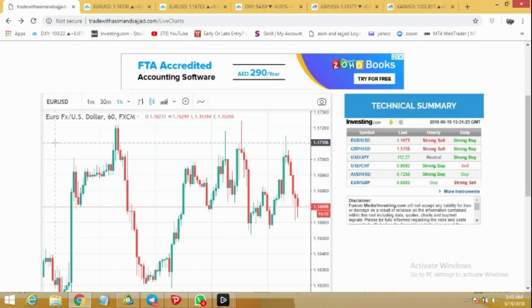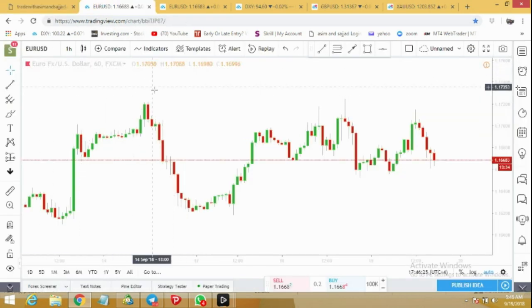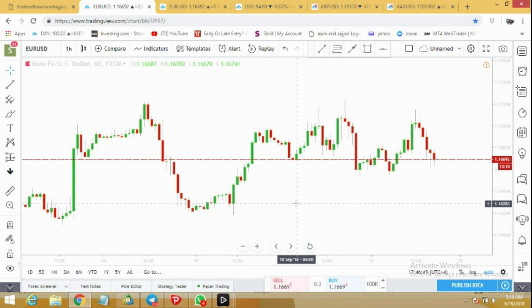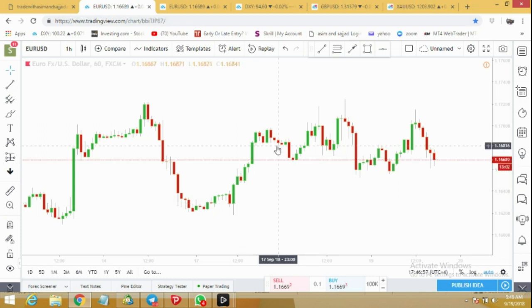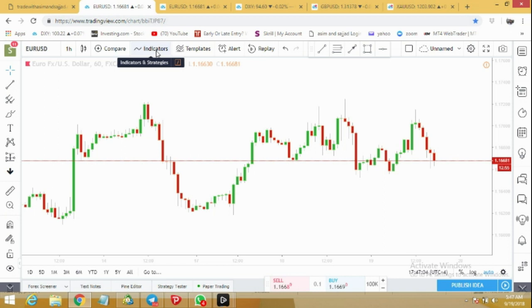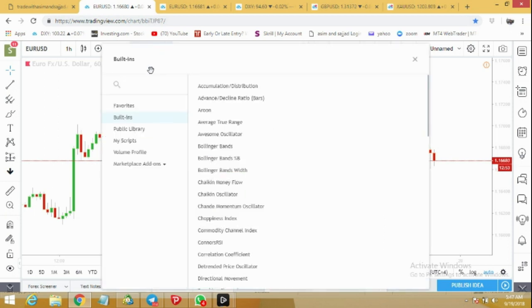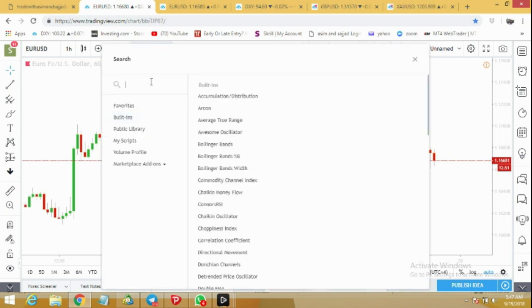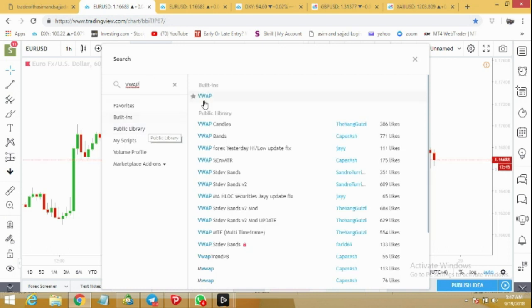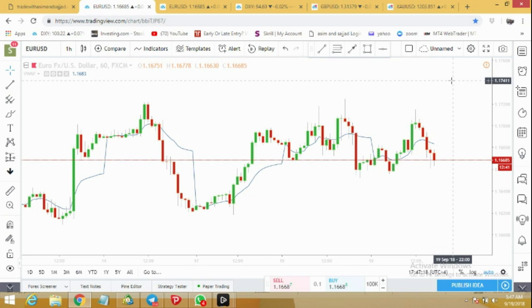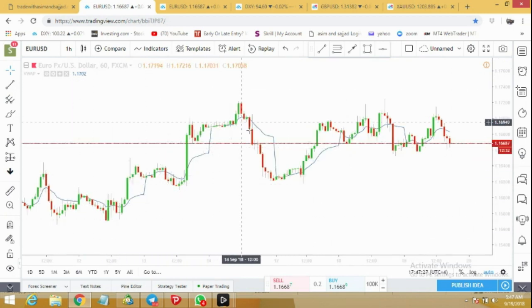So let's begin how we apply VWAP on any chart. We are here on Euro Dollar 1 hour time frame. VWAP is only available for 1 minute to 4 hour time frames. You cannot use it on daily time frame. So let's begin. At the top, you go for indicators. Click on indicators and you write VWAP. We click on this indicator. So you can see we have a VWAP here.